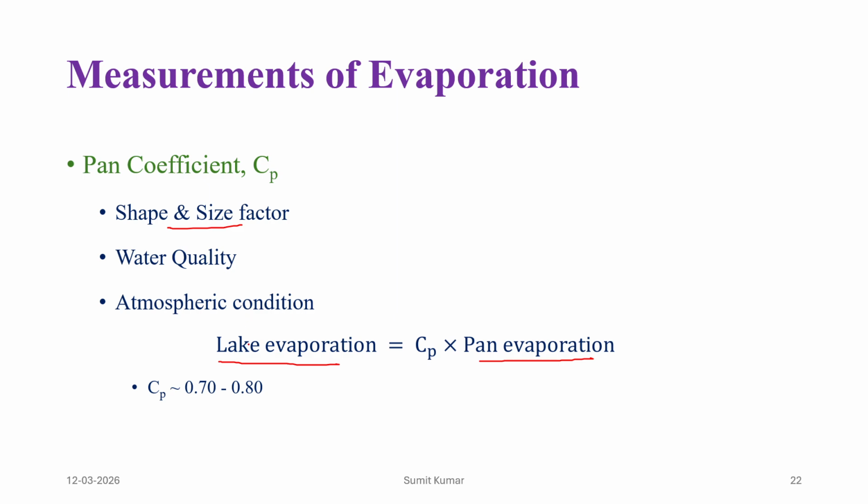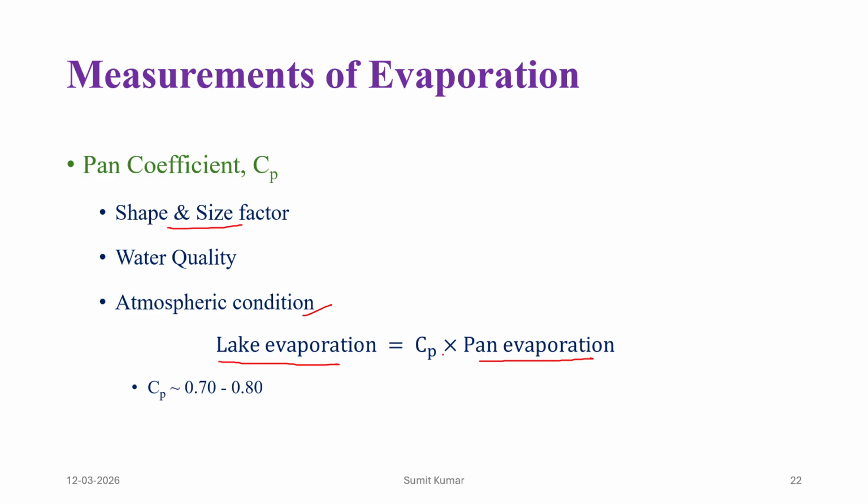The lake has a higher surface area. However, the pan is smaller in size. Depth is shallow in the pan, but in the lake there is a deep depth. Water quality is also different, and atmospheric pressure conditions are also different for lake and pan.